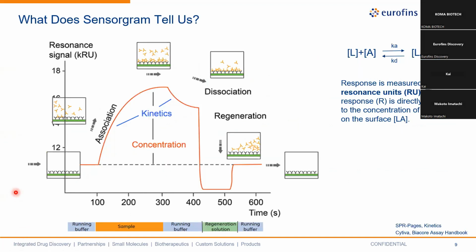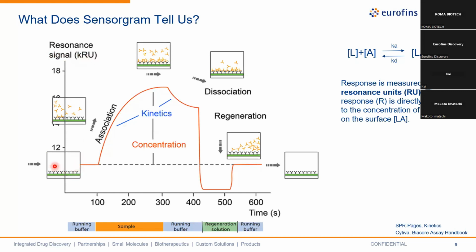So this is the typical SPR sensorgram. We call it a sensorgram, not a chromatogram, right? The X-axis is the time, so we monitor it in real time. For example, a typical binding time is probably about 10 minutes for one cycle. And the Y-axis is the SPR signal. We call it the resonance signal, and the unit is RU, resonance unit.